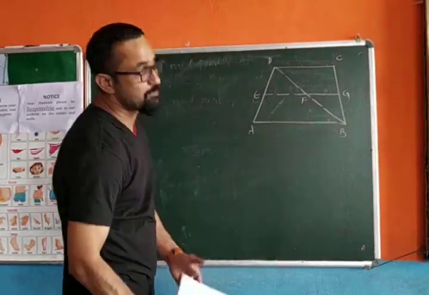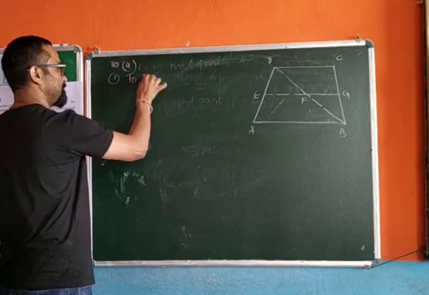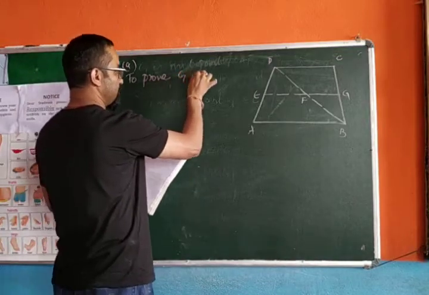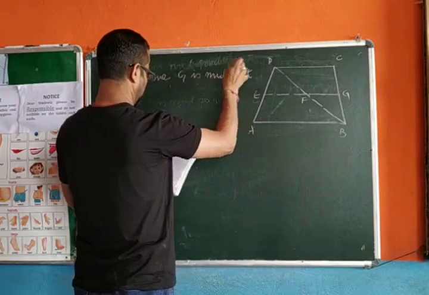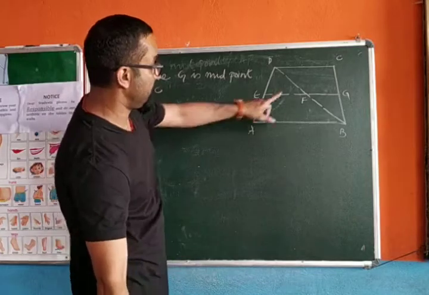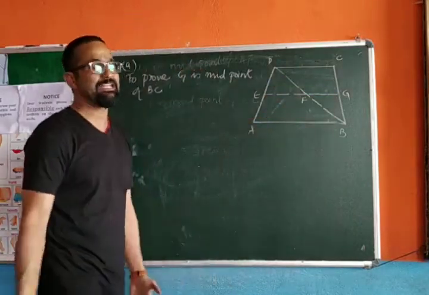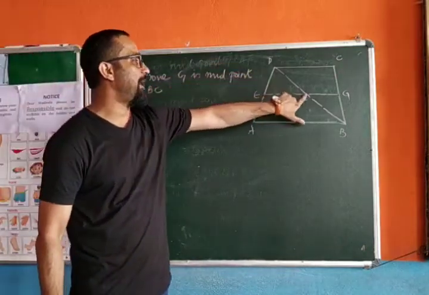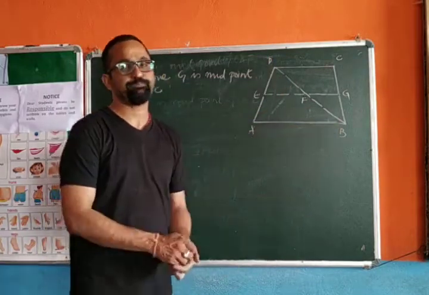Look at the first part, to prove G is midpoint of BC. G is midpoint of BC. You have to use this. You cannot directly do it because the question has the condition E and F are midpoints of AD and BD.